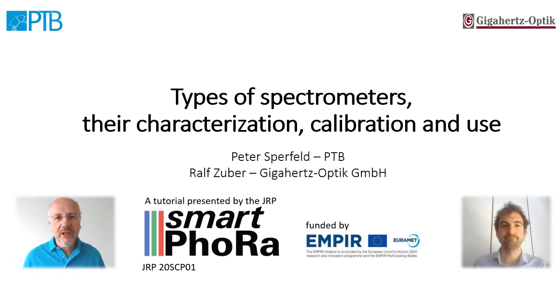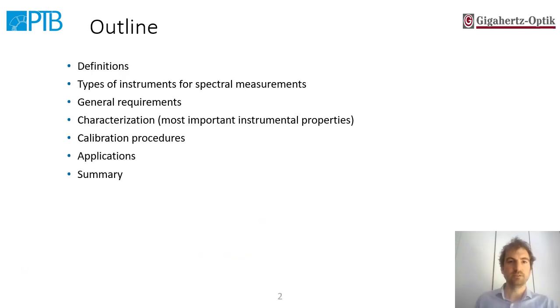Together we give you a short presentation on the characterization, calibration and use of spectroradiometers. In our talk we will cover different aspects. We will start with the definitions, coming then to different types of instruments for spectral measurements. We will talk about general requirements, the characterization of the most important instrument properties, and finally the calibration procedure and some applications before we sum up everything.